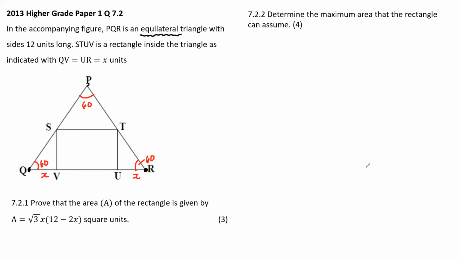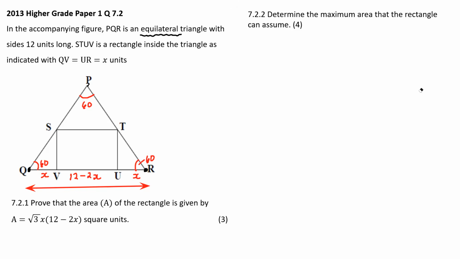So let me just clarify this. I'm going to show you this. From Q to R, the whole of QR is 12, right? So QR is 12, QP is 12, PR is also 12. And from that perspective, the distance QR, which is 12, gives us VU, which is 12 minus 2x. Not QV, QR. Let me take this out.